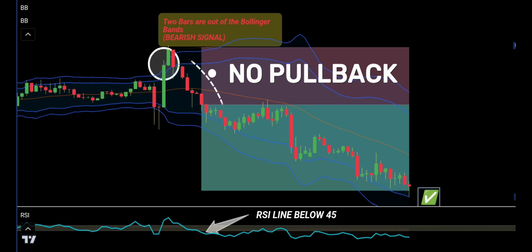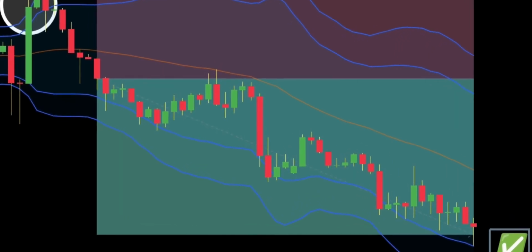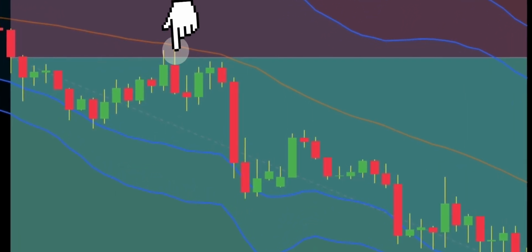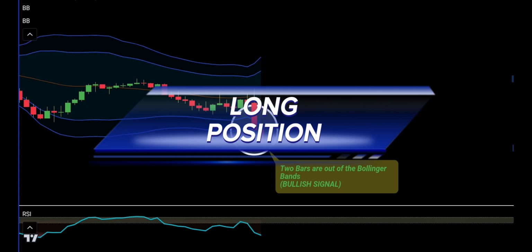Sometimes, the price can continue without looking back. Traders who want to trade safely should enter a short position after the valid pullback movement in this case. And now let's look at some examples of long positions.